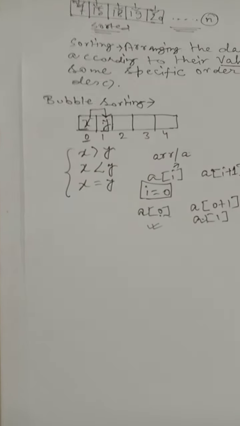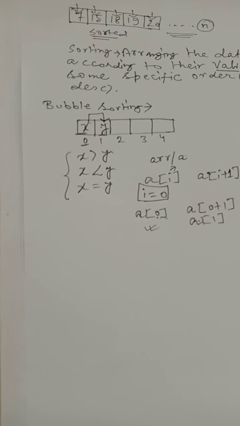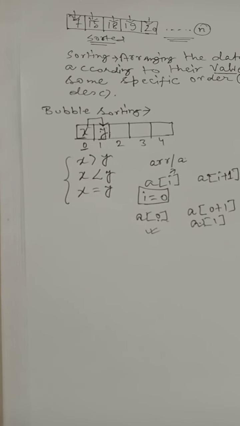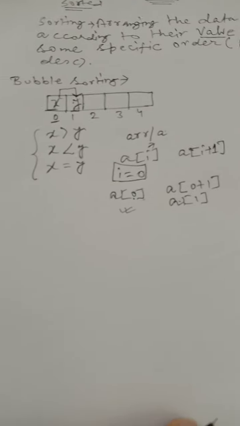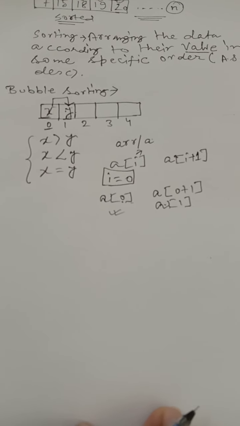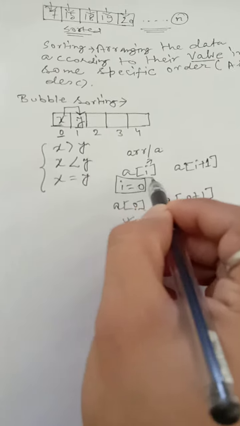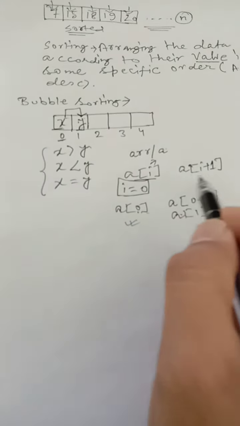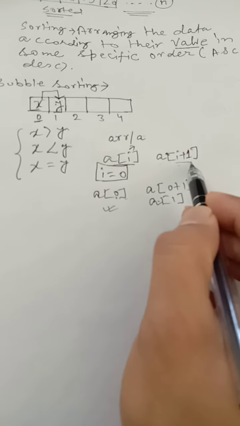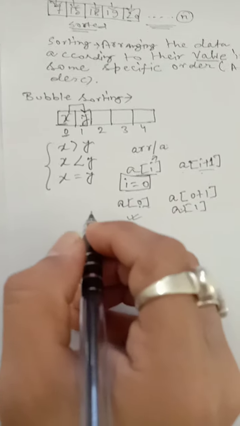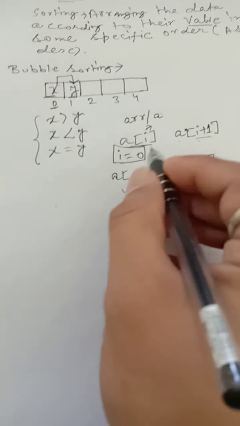Now the first question is what is the conditional comparison, or what are the conditions that are imposed in this comparison, right? The first and foremost thing in bubble sort is that ARR of I, that is the first element, and the next immediate element ARR of I plus 1, will be compared with each other.